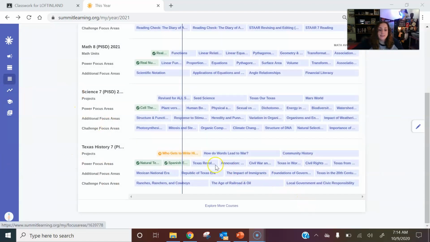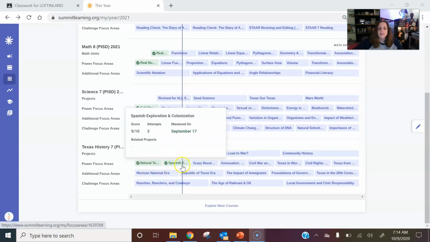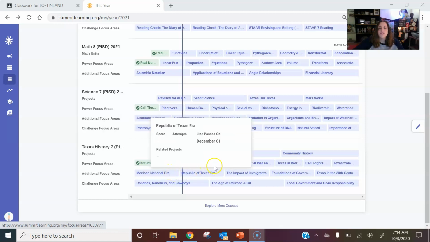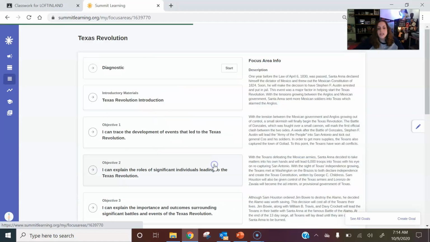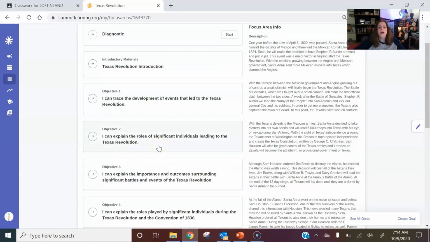Texas Revolution is well on the horizon, not due till November 18th, but remember, the order in which you need to get to Texas Revolution is Natural Texas first, Spanish Exploration second, then Mexican National Era, then Texas Revolution. Texas Revolution is massive. There are four objectives to it. So there's a whole lot of information and it can be overwhelming.